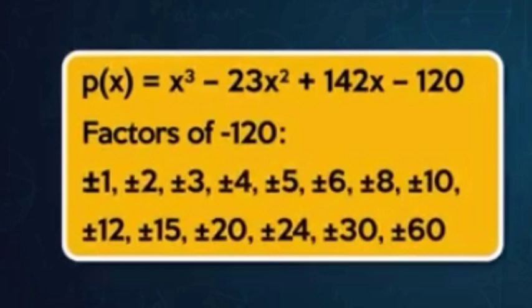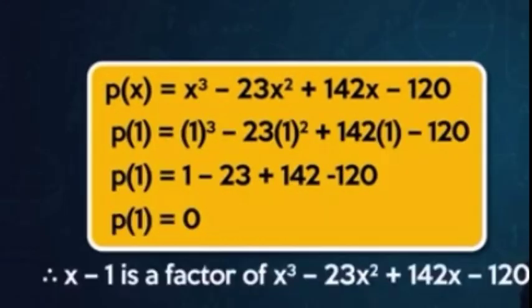First we will take first factor 1. Substitute x value 1 in the given polynomial. Then P of 1 equal to 1 cube minus 23 into 1 square plus 142 into 1 minus 120. After simplification, we got P of 1 equal to 0. If P of 1 equal to 0, according to factor theorem, x minus 1 is a factor of given polynomial.